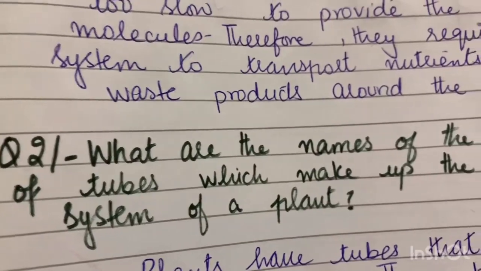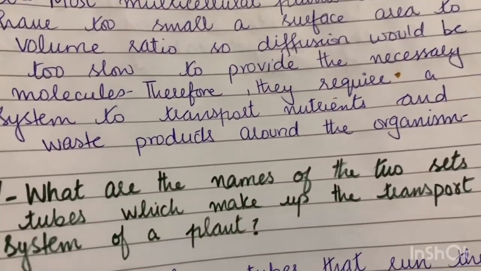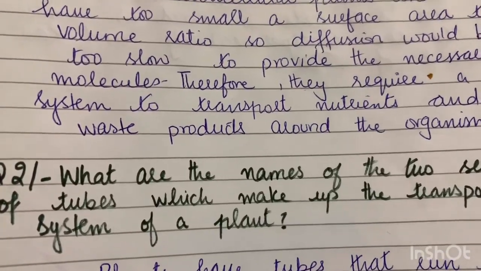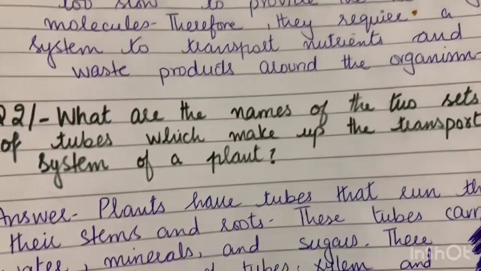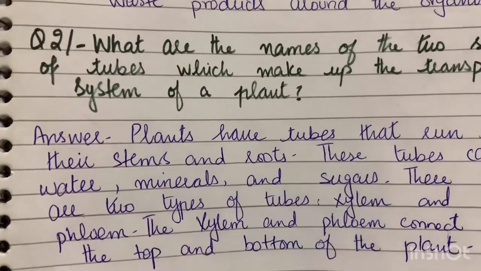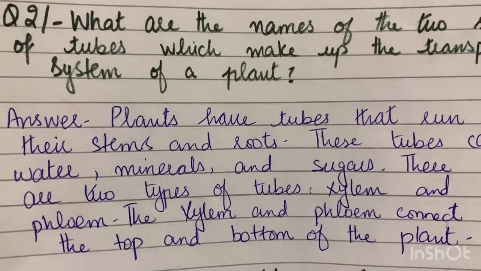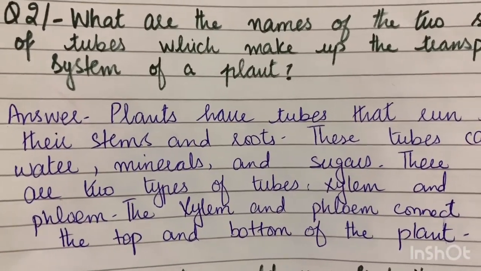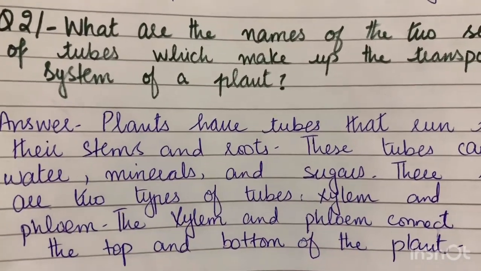Number 2 is, what are the names of the two sets of tubes which make up the transport system of a plant? Plants have tubes that run through their stems and roots. These tubes carry water, minerals, and sugars. There are two types of tubes, xylem and phloem. The xylem and phloem connect the top and bottom of the plant.